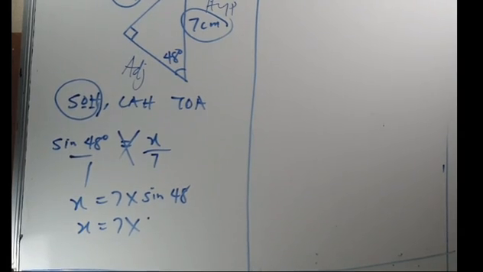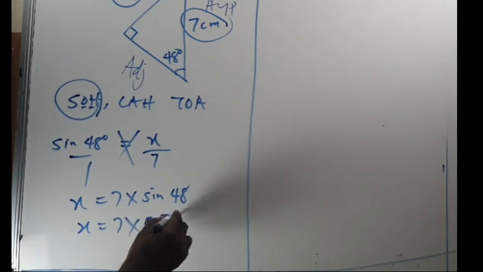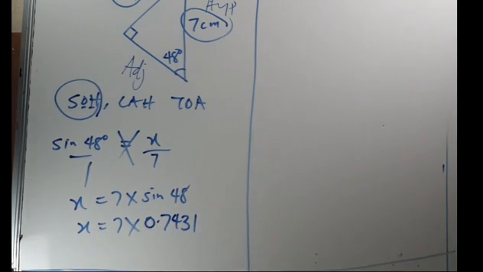Using calculator, we have this. So that means 7 times 0.7431. So when we multiply the two together, that will be 7 times 0.7431. That will give us 5.2017.